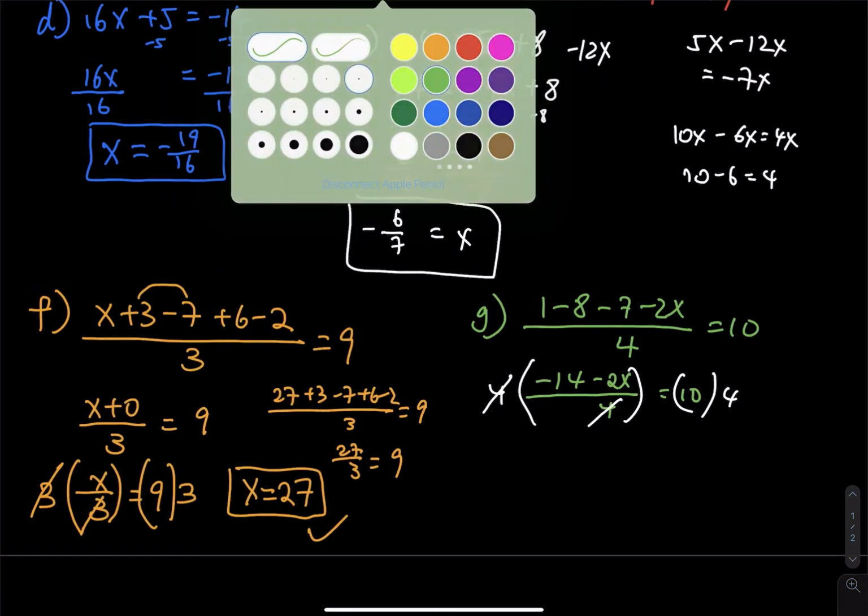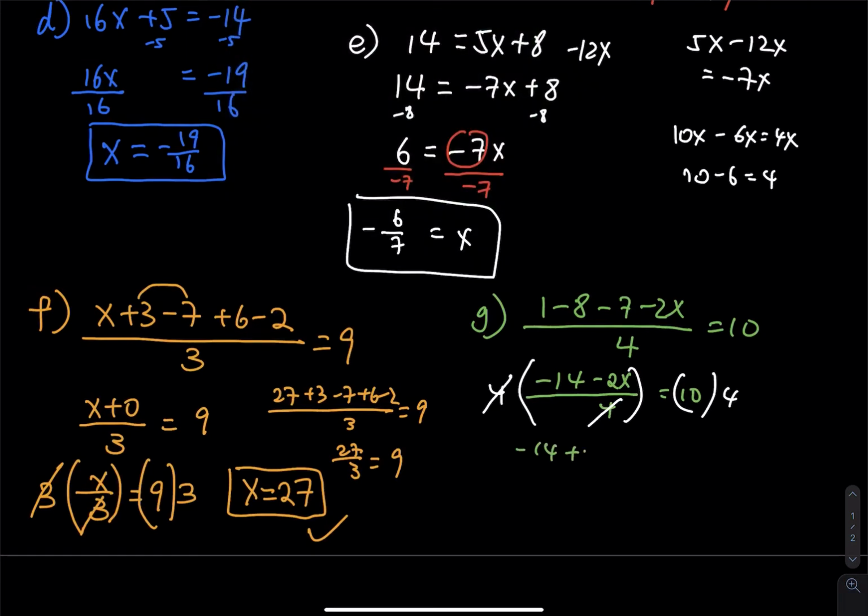Okay, negative 14 minus 2x is equal to 40. So that is a minus 14, and I have to add 14 on both sides. 40 plus 14 is equal to 54. That is negative 2x. And then you have x equals 54 divided by negative 2. So 54 divided by negative 2, you cut that in half, you have negative 27.